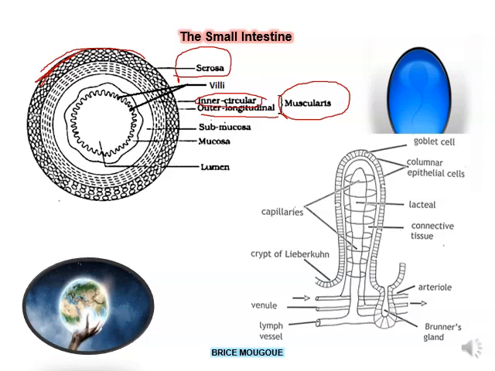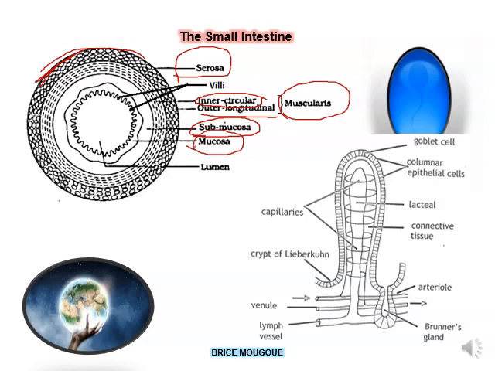Then after the muscularis, we have the submucosa. The submucosa is more or less like the most living part of the small intestine because it contains blood vessels, nerve endings, and lymph vessels. That's what we find inside the submucosa. And the inner layer will be the mucosa.